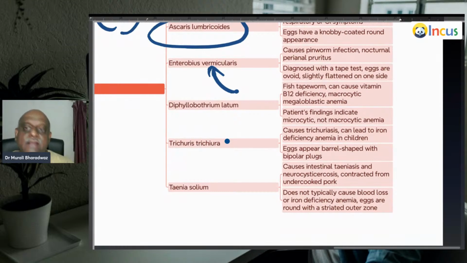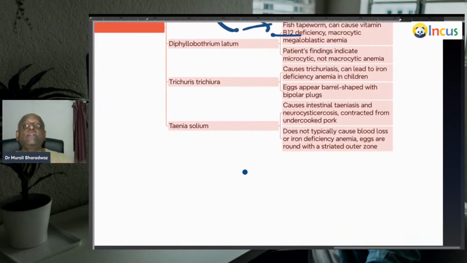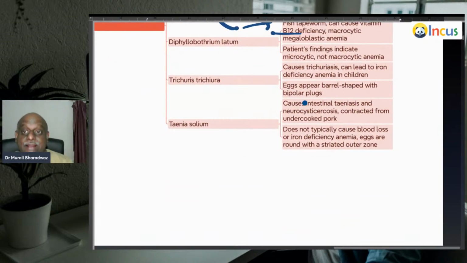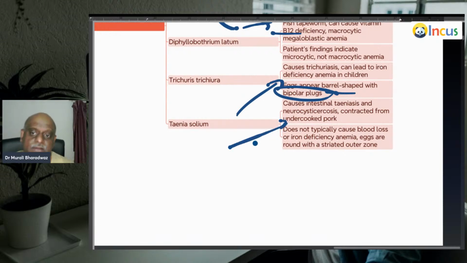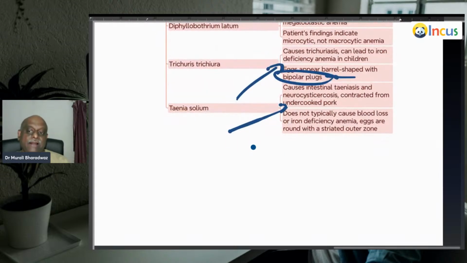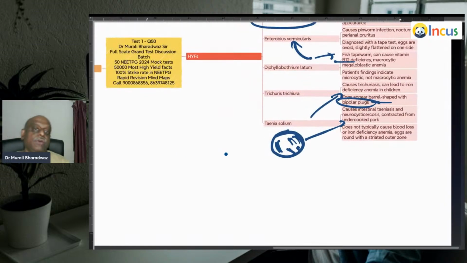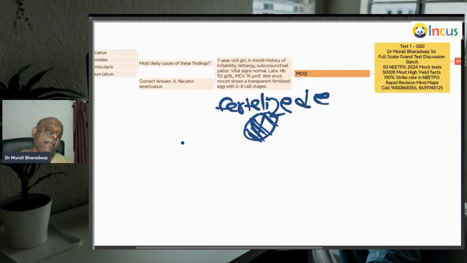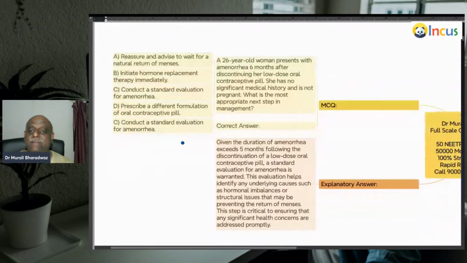Diphyllobothrium latum is the fish tapeworm, leading to vitamin B12 deficiency. Trichuris trichiura can lead to iron deficiency in children. Eggs are barrel-shaped, with bipolar plugs. Taenia solium causes intestinal taeniasis and neurocysticercosis from undercooked pork, is what you need to remember. Here the eggs are round with a striated outer zone. That's how you need to remember. You need to know the eggs for NEET PG tomorrow.